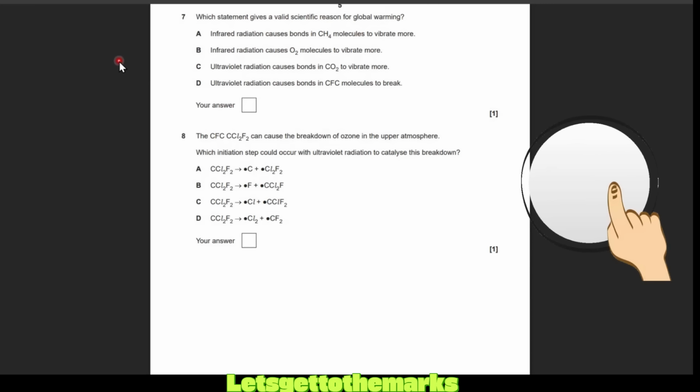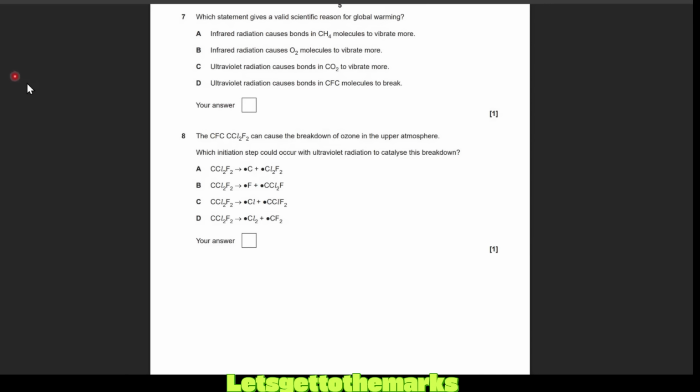When we go through this, I'm going to show you how you should be eliminating your answers, which is a multiple choice technique. Ultraviolet radiation is not to do with global warming. This is to do with the ozone layer. Infrared is what we're dealing with for global warming. And have you heard of oxygen being a greenhouse gas? Of course you haven't. It's not a greenhouse gas. We're looking at methane, carbon dioxide, water vapor. There are many other greenhouse gases, but methane is one of our more popular ones.